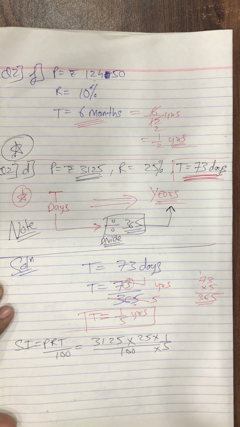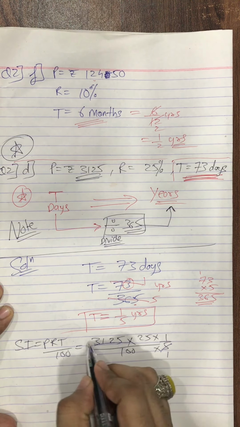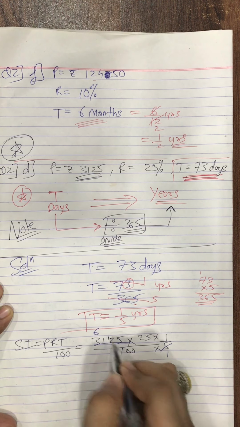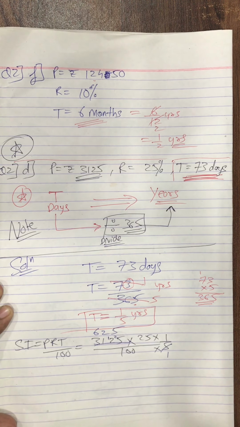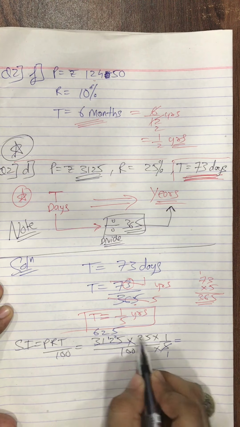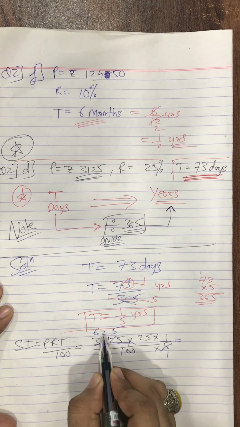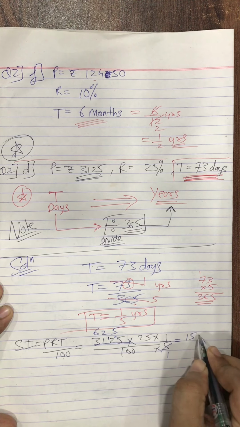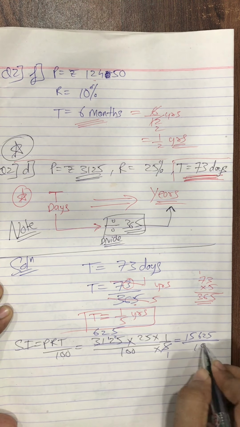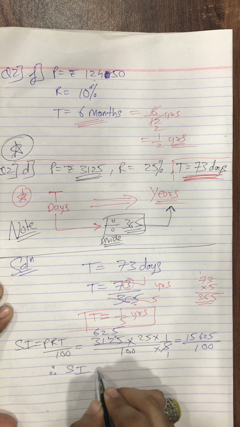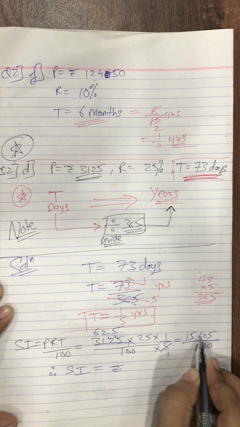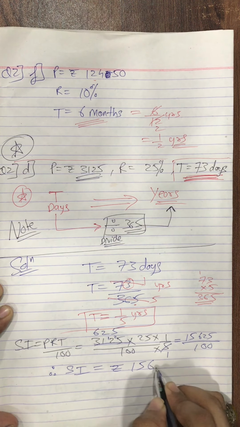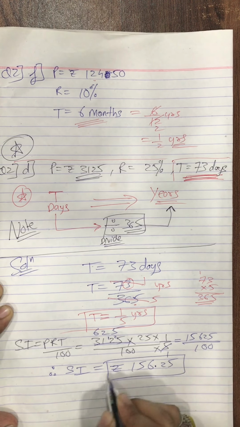Now that is just the cancellation. Let me do the cancellation first. 5 ones are 5, 5 sixes are 30, carry 1, this becomes 12. 5 twos are 10, carry 2, becomes 25. 5 fives are 25. So this will be 625 multiplied by 25. When you do 625 multiplied by 25, you will get 15625, and down as it is 100. Therefore, students, simple interest will be rupees 156.25, applying the decimal after 2 digits. Don't forget to put this rupee symbol.